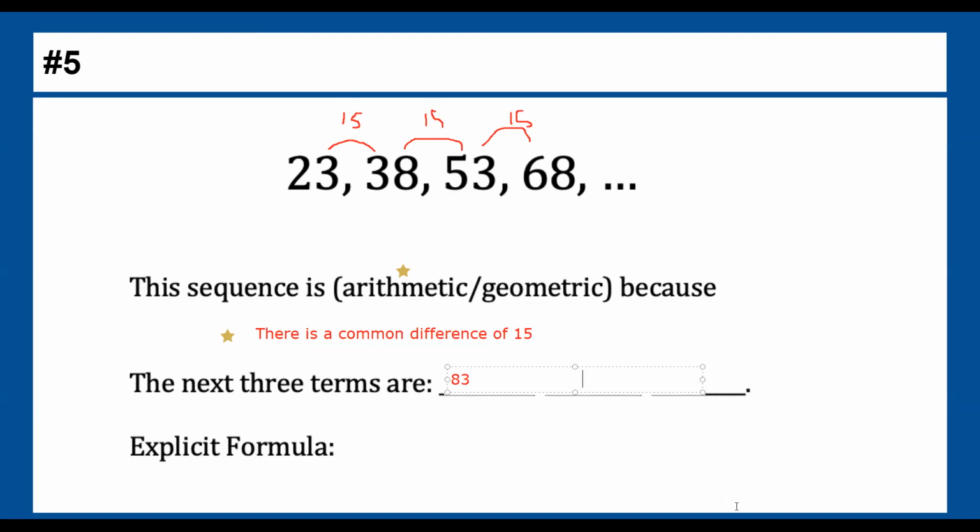83 plus 15 is 98. And 98 plus 15 is 113. Now let's write the explicit formula. So I have A of n, or A sub n, equals my first term, 23, plus my common difference, 15, and then I'm going to say n minus 1.